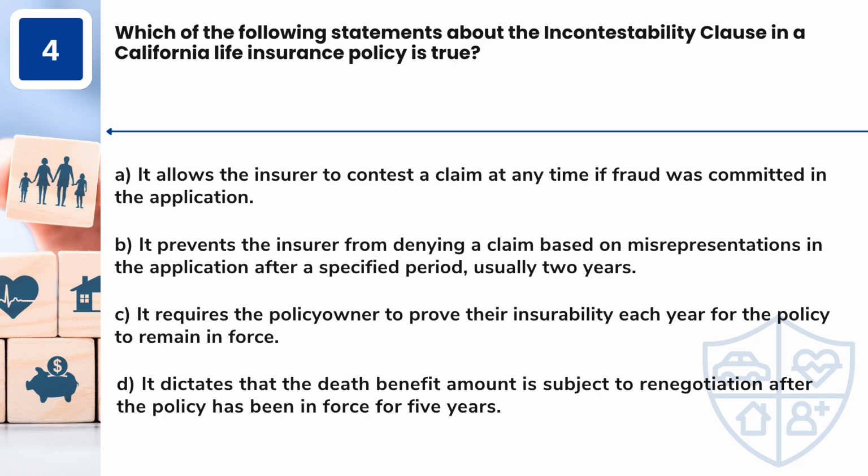Question 4. Which of the following statements about the incontestability clause in a California life insurance policy is true? A. It allows the insurer to contest a claim at any time if fraud was committed in the application. B. It prevents the insurer from denying a claim based on misrepresentations in the application after a specified period, usually 2 years.